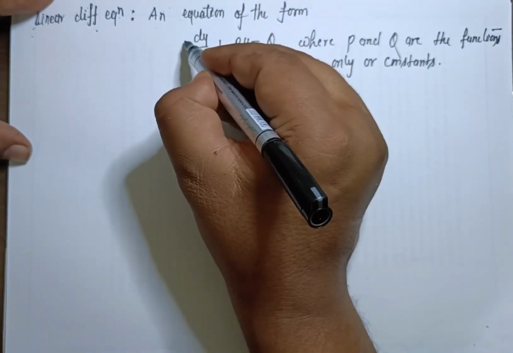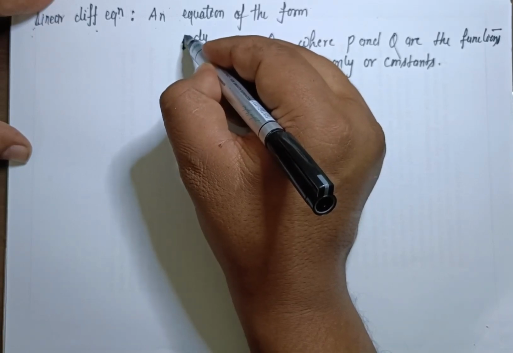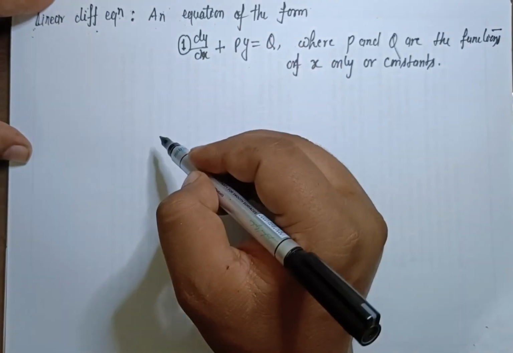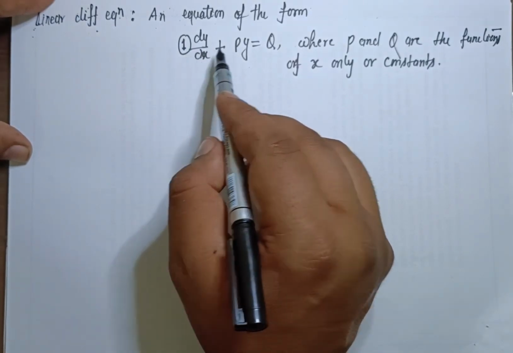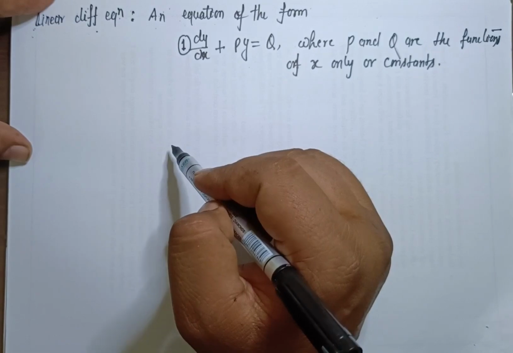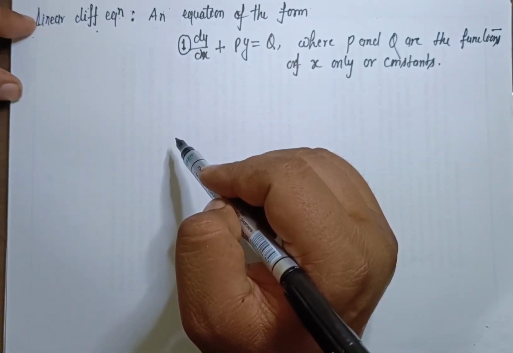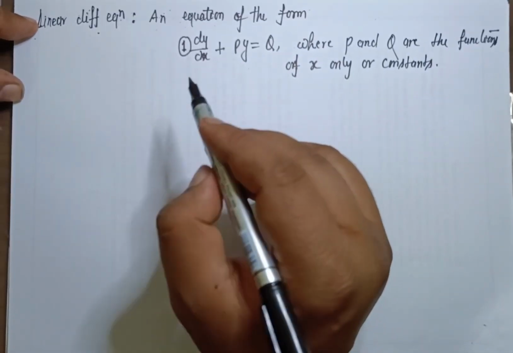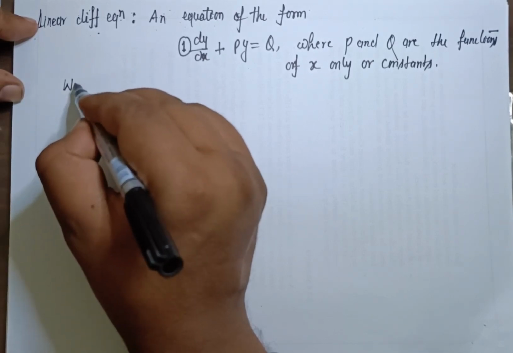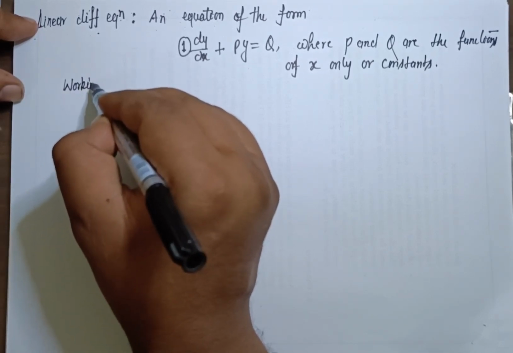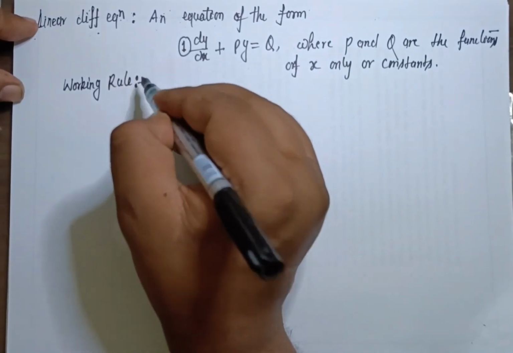Remember one thing: the coefficient of the derivative dy by dx, in a first order first degree differential equation, should be unity, it should be 1. If it is not 1, then first try to make it 1, then try to find p and q. They should be functions of x or constants only. It is the representation for this. So for such type of equations, what is the working rule? We have simple steps.